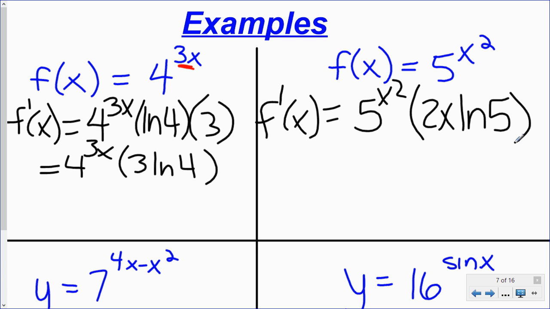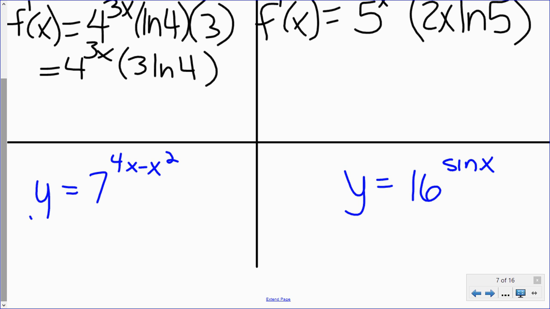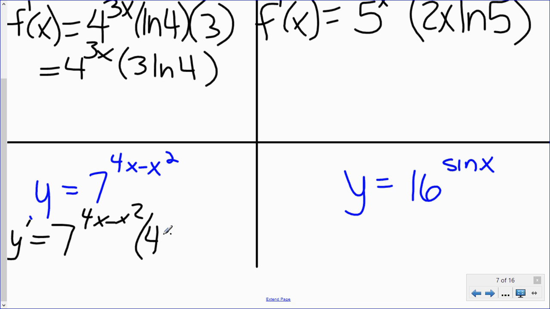All right, just a few more examples. Here we have y equals 7 raised to the 4x minus x squared power. Same idea. To find the derivative, you start with the same function, times the derivative of the exponent. The derivative of 4x is 4, minus the derivative of x squared, which is 2x. And then don't forget the times natural log of the base, and the base is 7.